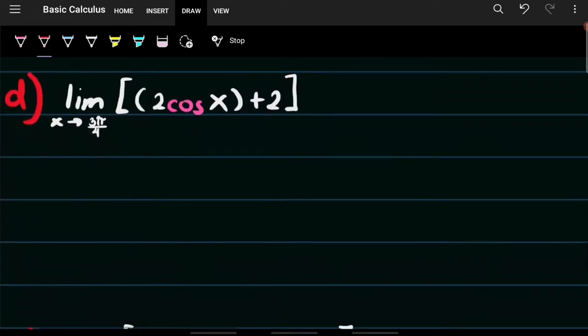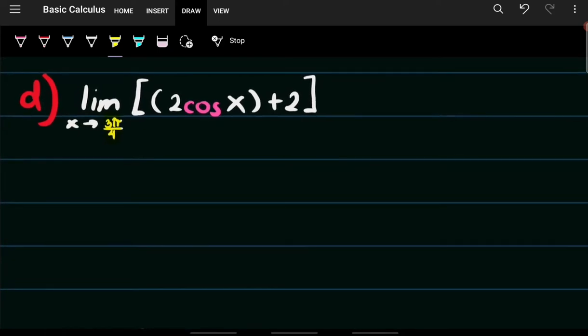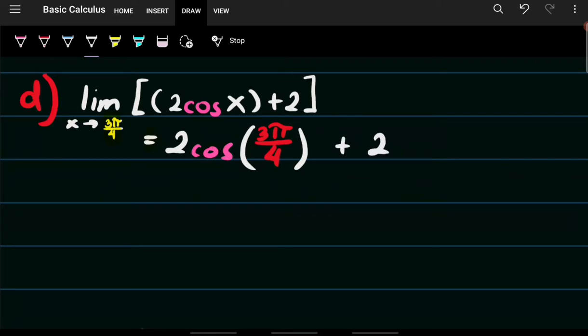Next example, example letter D. How about the limit of 2 cosine x plus 2 as x approaches 3 pi all over 4? Now let's double check our solution, guys. Let's apply direct substitution. This will give us 2 cosine 3 pi all over 4, and then let's copy the remaining term, plus 2.